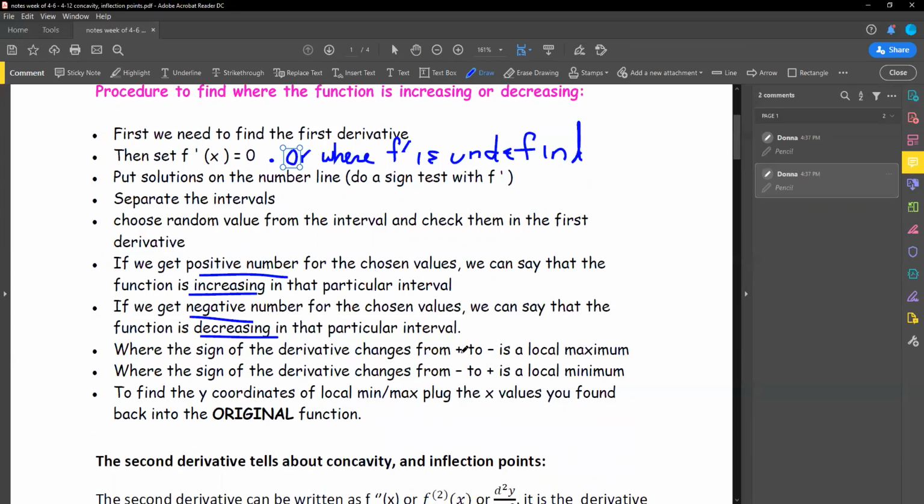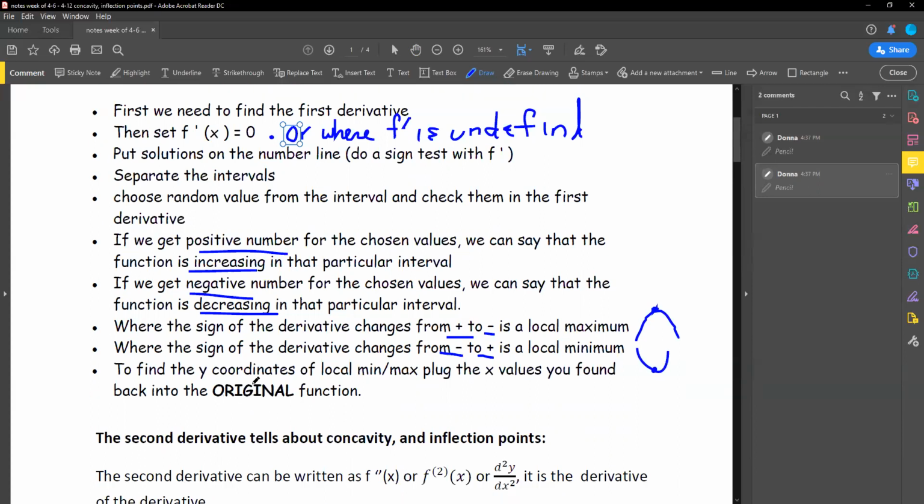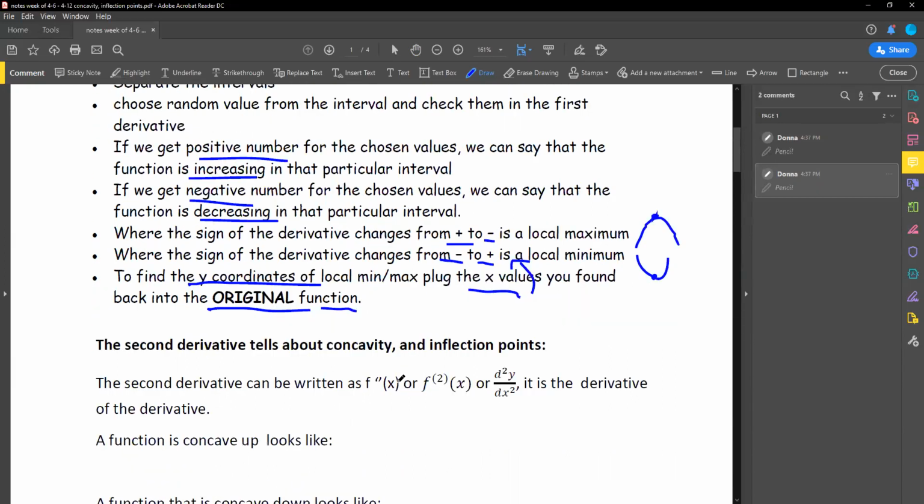If the sign of the derivative changes from positive to negative, that means it's going from increasing to decreasing. You have a local maximum. And if the derivative changes from negative to positive, it's decreasing to increasing. So obviously that's a local minimum. The one thing to keep in mind when you find the y coordinates, plug the x values you found above back into the original function, not the derivative. Okay, that'll give you a point on the graph.